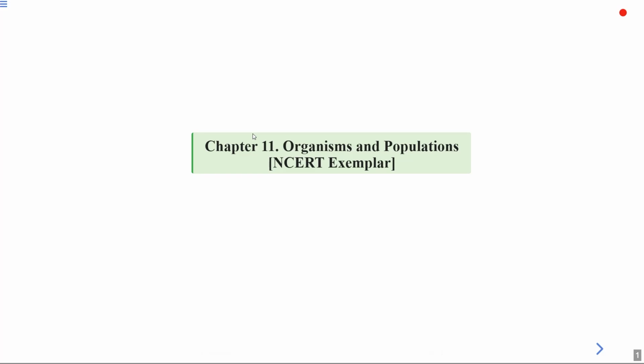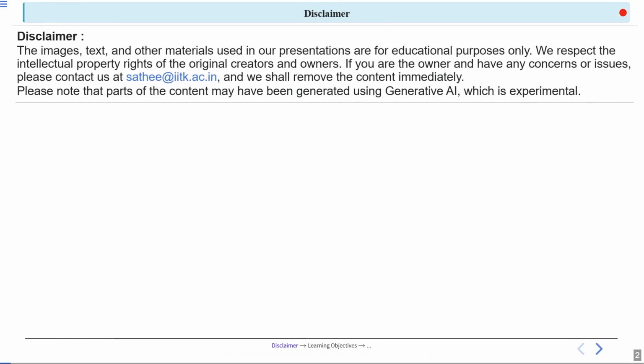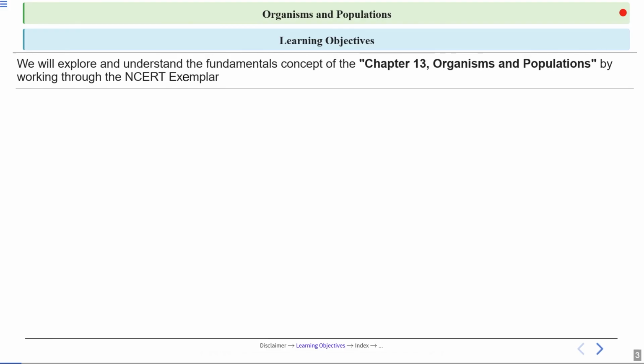Hello everyone and welcome to today's session. Today we'll be discussing the NCERT Exemplar questions for the chapter Organism and Population. Okay, this is the disclaimer. So today we'll be discussing the NCERT Exemplar questions for the chapter Organism and Population.